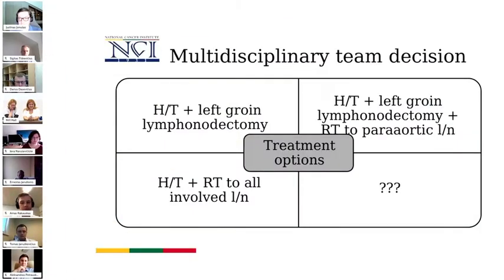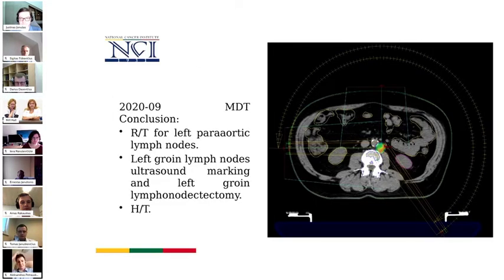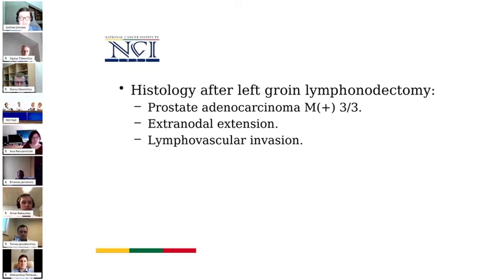Thank you. Well, in this case, it was decided to perform stereotactic radiation therapy to the left para-aortic lymph nodes and perform the left groin lymphadenectomy. Also, the patient was prescribed hormonal treatment. So as we can see, all three options were involved in this case. And histology examination after the lymphadenectomy showed adenocarcinoma metastasis in the left groin lymph nodes. There was an extranodal extension with lymphovascular invasion.